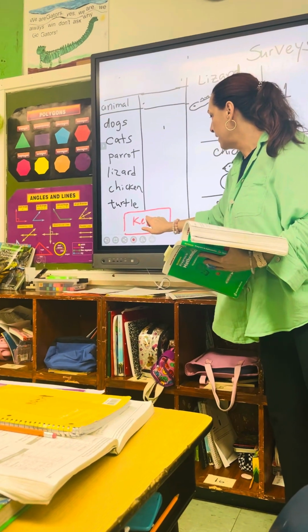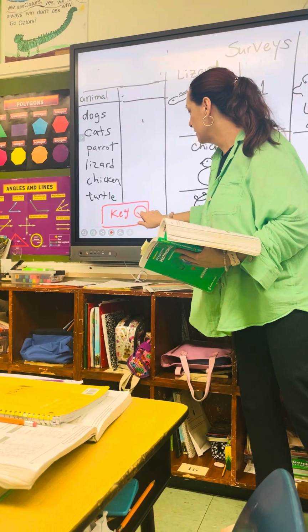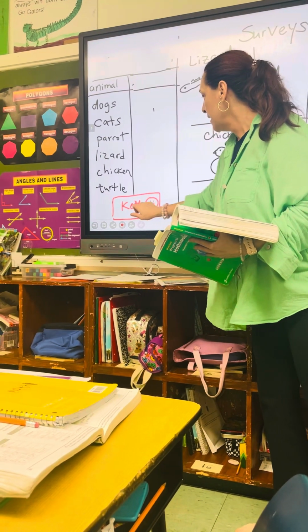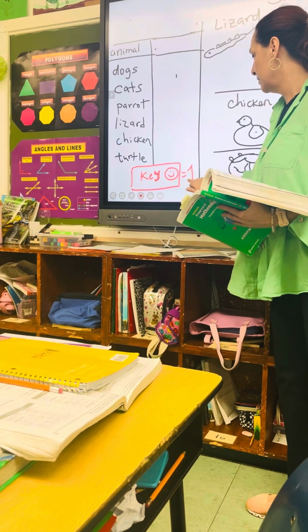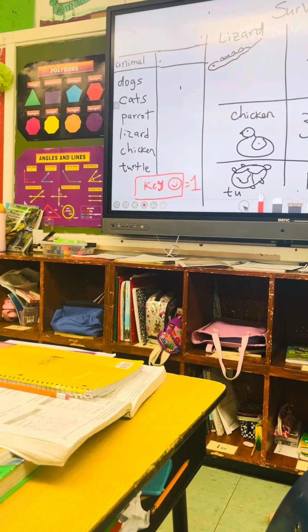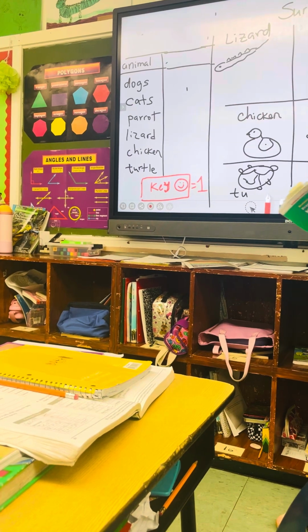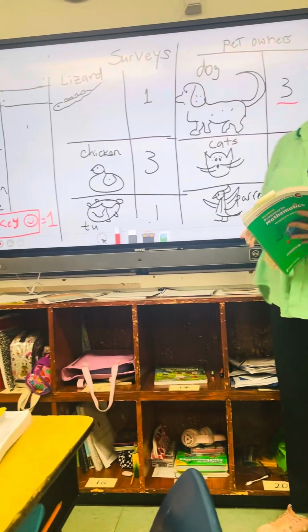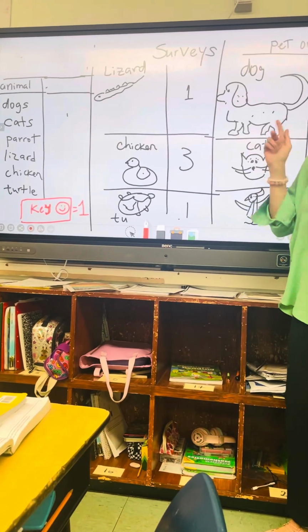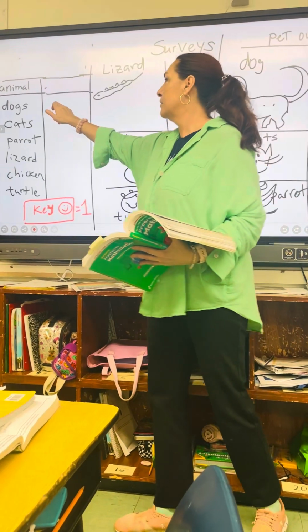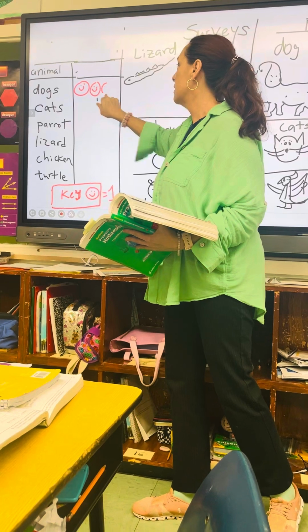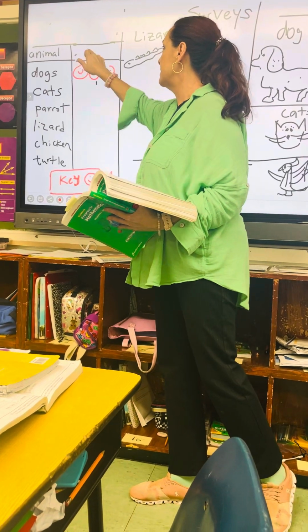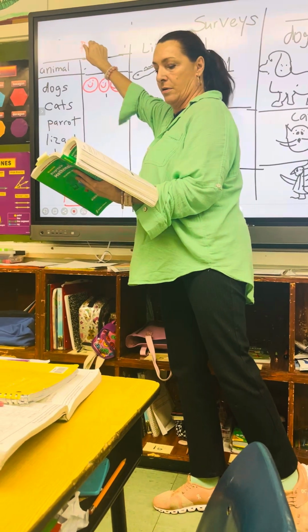We can do like a smiley face. Okay? And the key is going to be 1 smiley face is equal to 1. So for example, if I have 3 dogs, how many smiley faces am I going to use? Yes. You're going to use 3 smiley faces. 1, 2, 3. And this is the picture graph or pictograph.